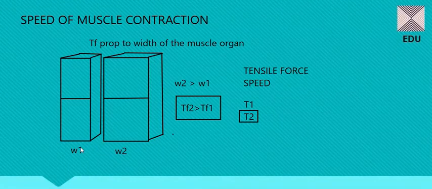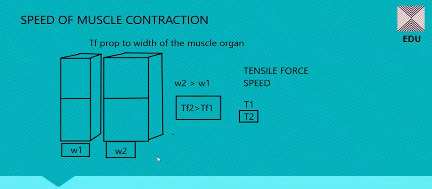So we have width 1 of one muscle and width 2 of the other muscle. But what will happen if you have two muscles with equal widths? Now we have to compute the speed of muscle contraction in that particular case. But in this particular case, we have muscle number 2 with greater speed of contraction because of higher tensile force strength than muscle number 1.